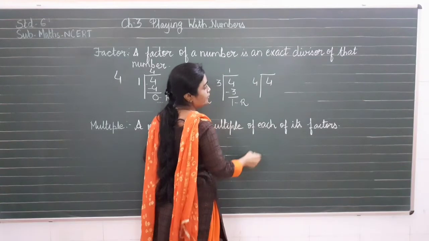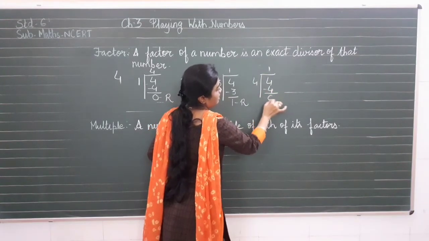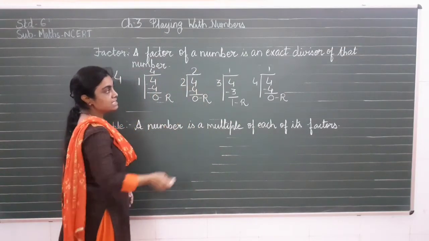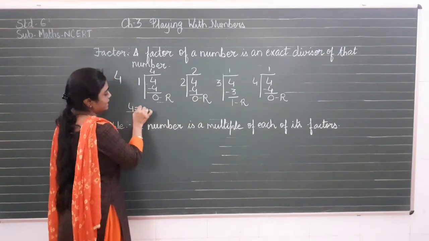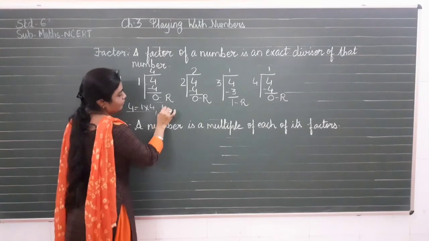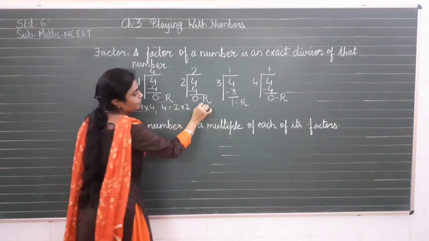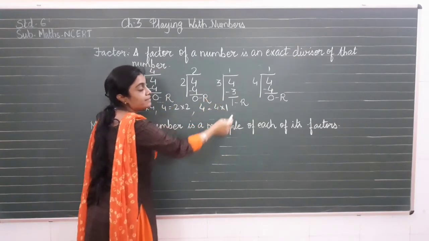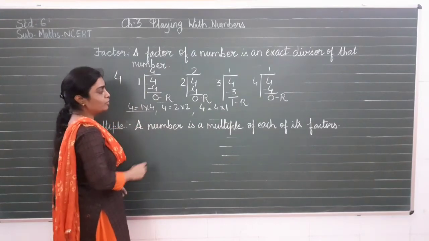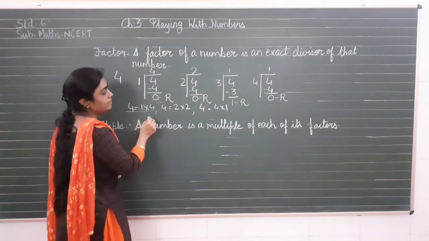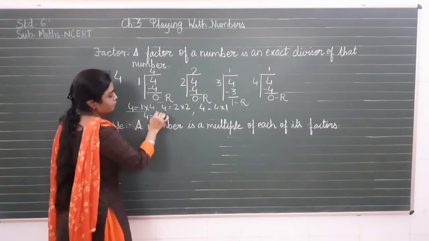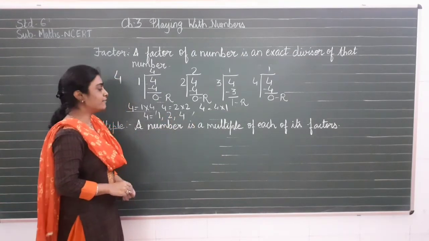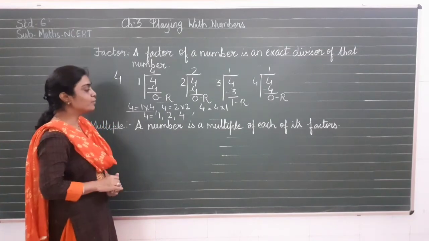Then 4 divided by 4. 4 1s are 4. Remainder is 0. Now here you can see that for all the numbers the remainder is 0 except 3. We can also write it as 1 4s are 4, 2 2s are 4 and 4 1s are 4, whereas if you divide by 3, the remainder is 1. If the remainder comes 0, then all those divisors will be factors. So we can say factors of 4 will be 1, 2 and 4, as these three numbers are exact divisors of 4.